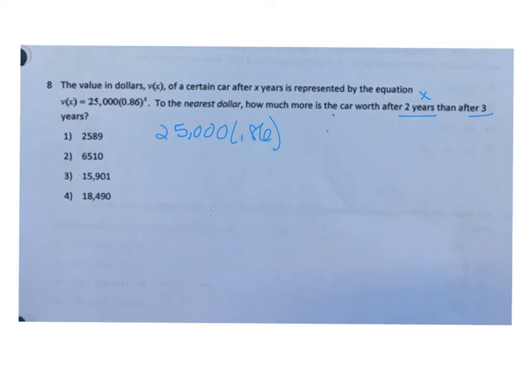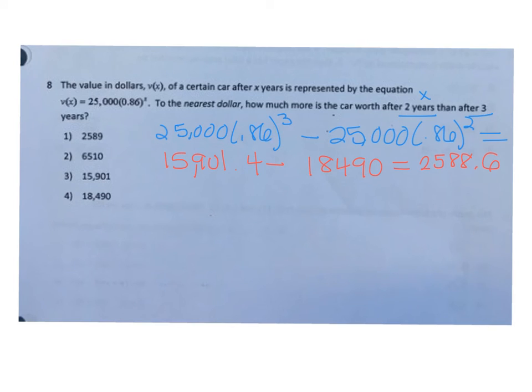Okay, so we're going to take the value of the larger one and subtract the value of the smaller one. Okay, so all the computation done. This value, subtract the smaller value, we get a difference of this value, and if you take the 6, you're going to bump up that 8 to a 9. That gives us choice 1.